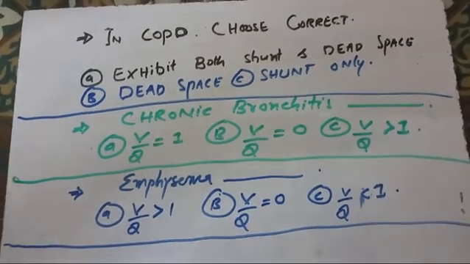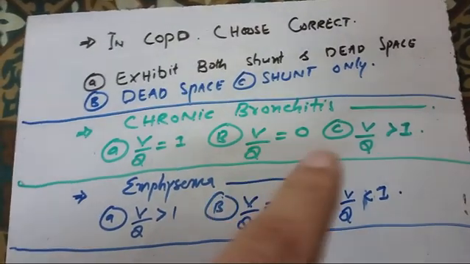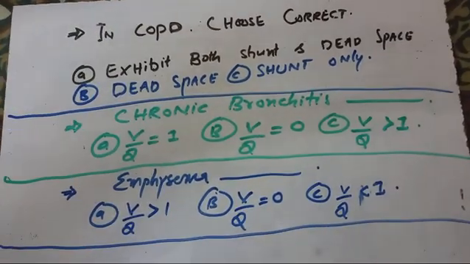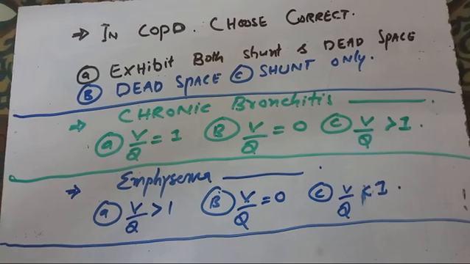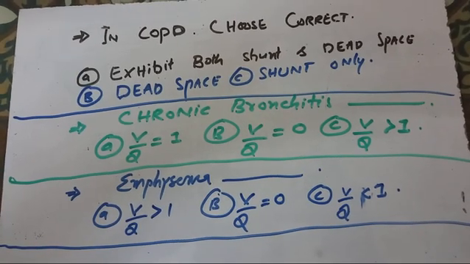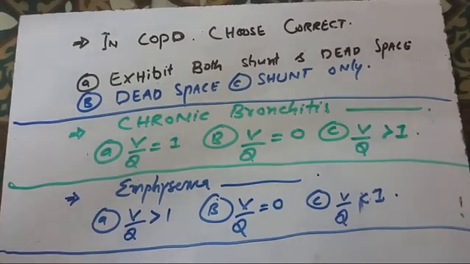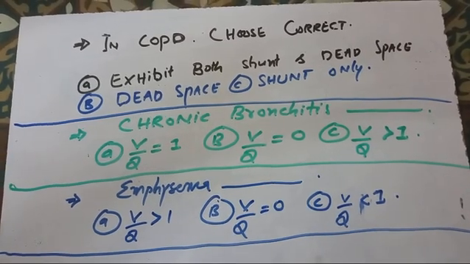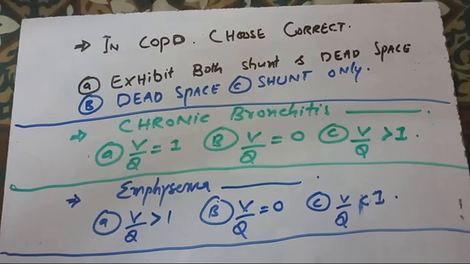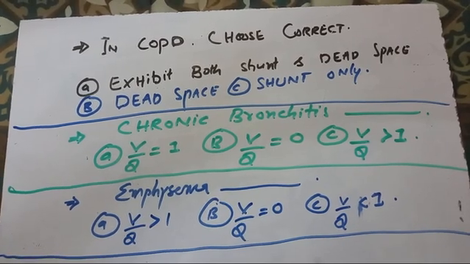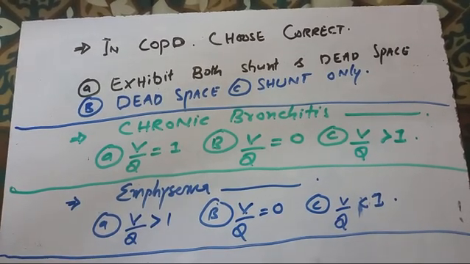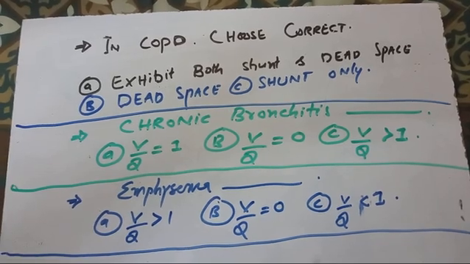Another is if they talk about chronic bronchitis, then V by Q is equal to 0. V by Q is equal to 0 means shunt. V by Q more than 1 is dead space. V by Q less than 1 is shunt. V by Q is infinity: this is pulmonary embolism, a massive increase in dead space.